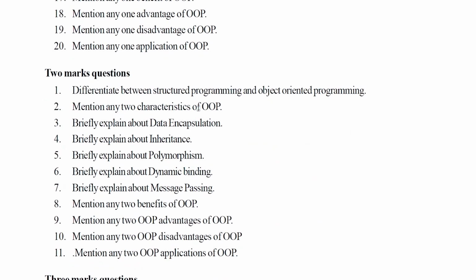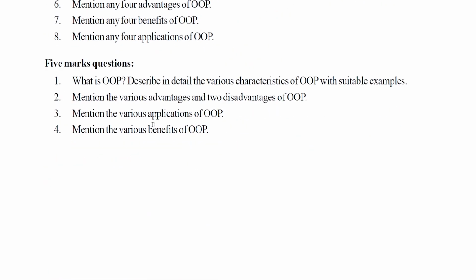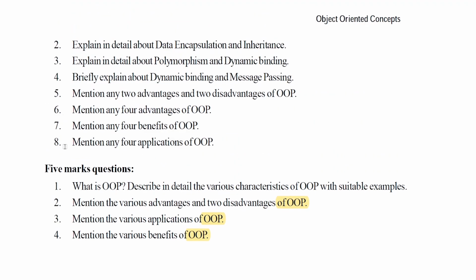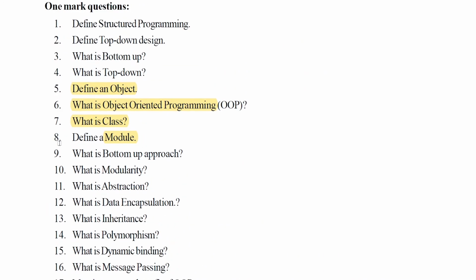And similarly, the difference between object-oriented, this I talked about in the previous class, mention two characteristics, all these things are there, so write answers for these questions. The 5 marks questions possibly: describe in detail various characteristics with suitable examples, mention the various advantages and disadvantages of OOPS, mention the various applications of OOPS, and mention the various benefits of OOPS. These are the possible questions, so try to answer these questions like an assignment. Okay. So we'll continue in the next class.